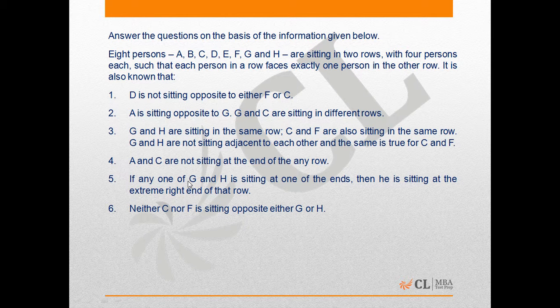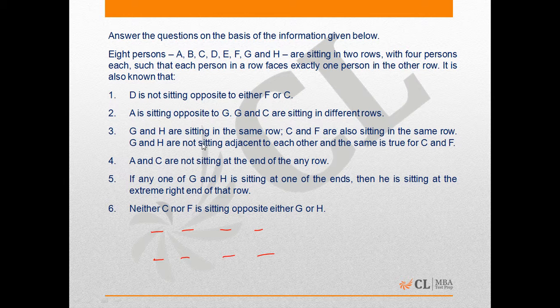This set is based on arrangement. 8 persons A to H are sitting in 2 rows with 4 persons each, such that each person in a row faces exactly one person in the other row. It is also known that there are 8 seats in 2 rows. Each row has 4 seats and each seat is facing one of the seats in the other row.